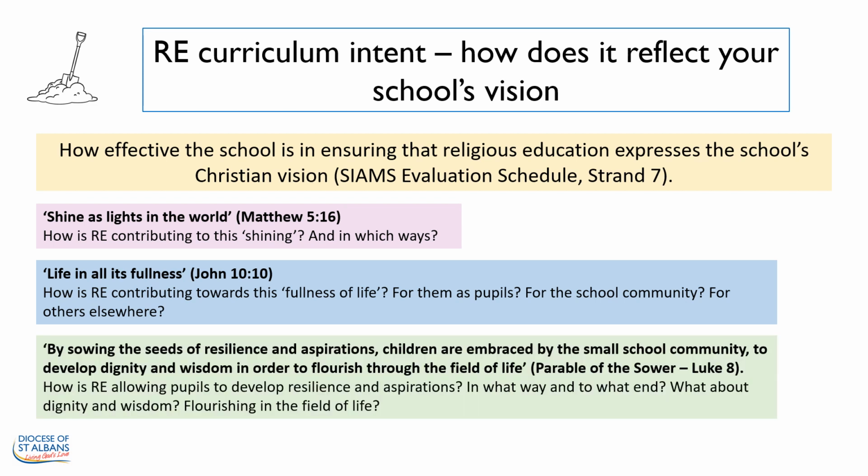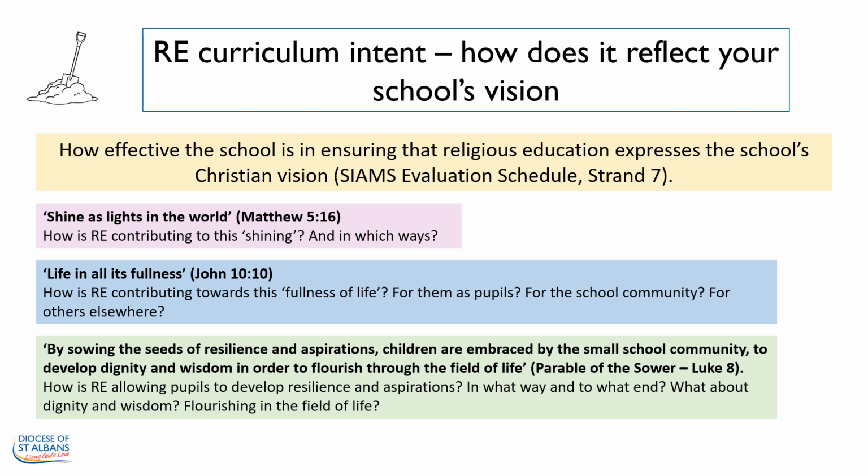To give a final example, let's take a school that has this as its underpinning vision, taken from the parable of the sower in Luke 8. By sowing the seeds of resilience and aspirations, children are embraced by the small school community, again taking mind of their context, to develop dignity and wisdom in order to flourish in the field of life. So there's quite a lot that the school is hoping to do through its vision there, which is wonderful.